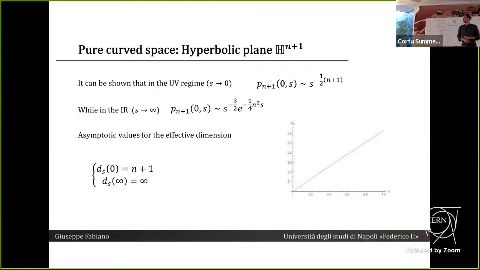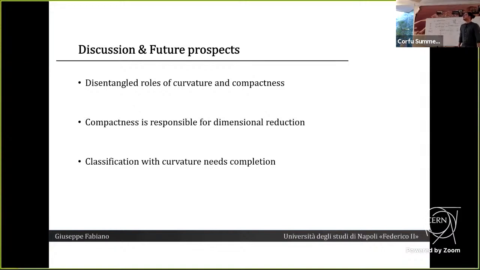asymptotic behavior. And then, using the definition of the spectral dimension, seeing the Poincaré hyperbolic plane up close, we recover the expected dimension of n+1, but when we go to the infrared regime, we get a dimensionality that is equal to infinity.